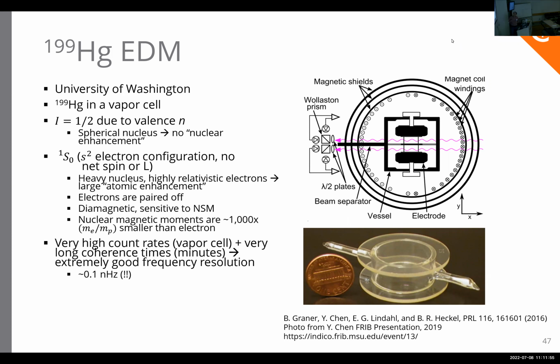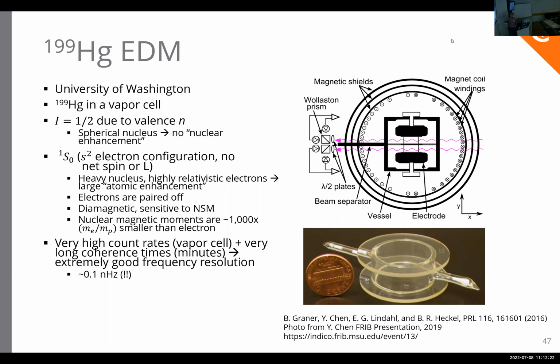That's handy. Because they're using a vapor cell, they have a very high number of mercury atoms. They can get this very long coherence time because the nucleus is very shielded from perturbations. So they get a spin coherence time of minutes, meaning if they align all the nuclear spins and start them precessing, they will keep their phase for minutes, despite the fact they're constantly bouncing into stuff, which is pretty impressive.